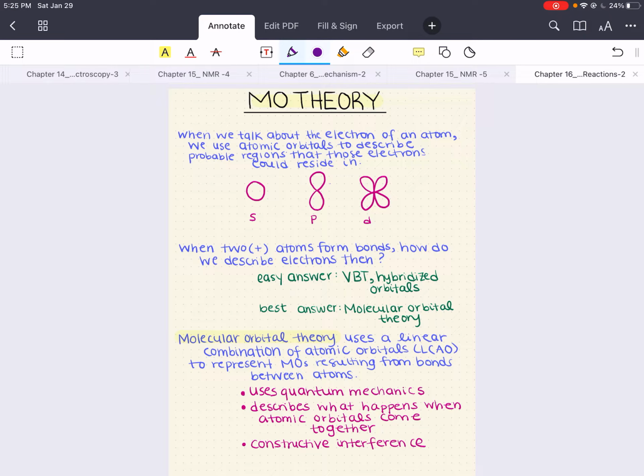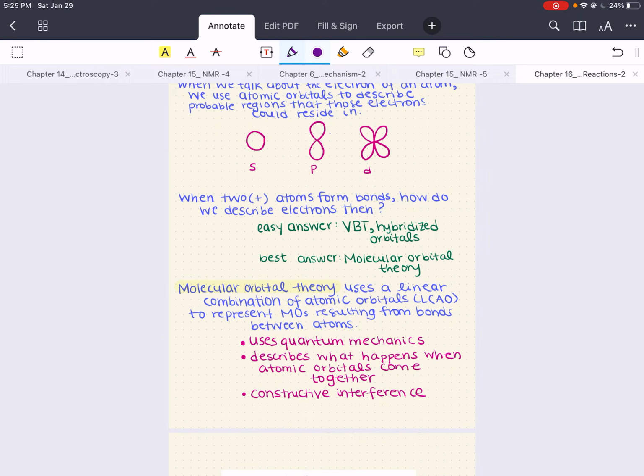What happens with the electrons of two or more atoms when they form a bond? Well, MO theory does a good job of explaining this. Now, if we go back to conjugation and look at a pi system, a system of overlapping p orbitals, MO theory, molecular orbital theory, does a better job describing what all those p orbitals actually look like.